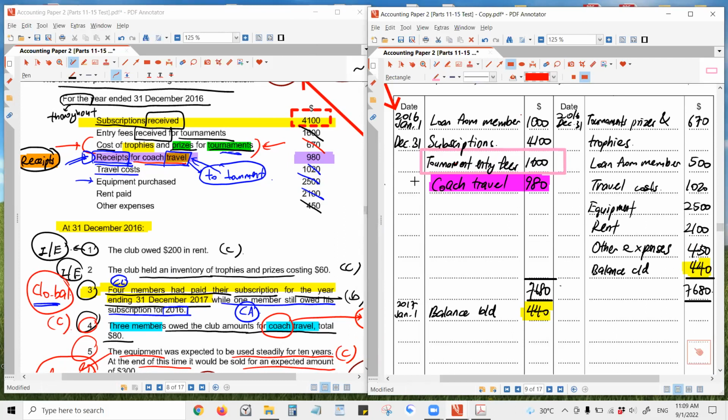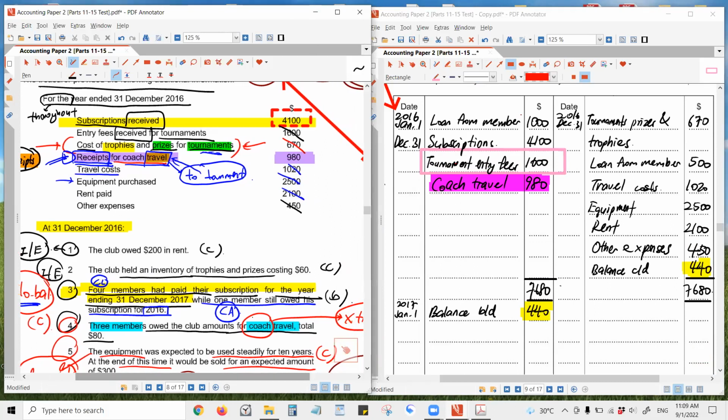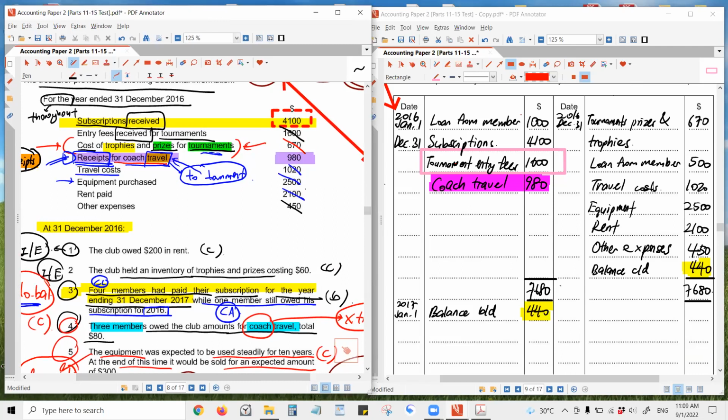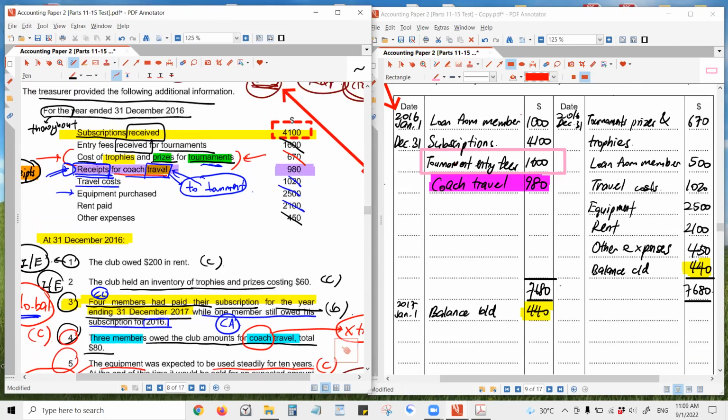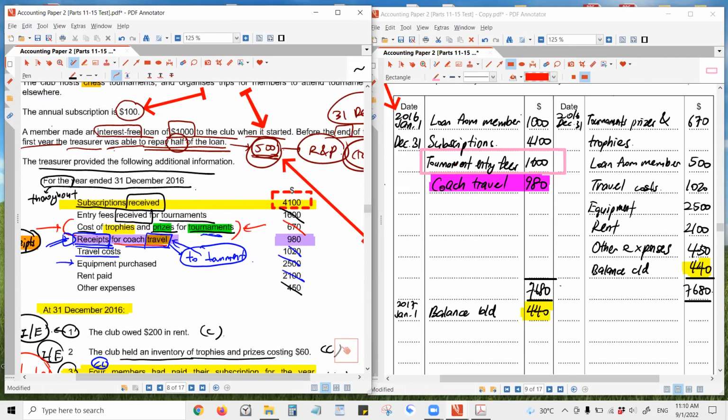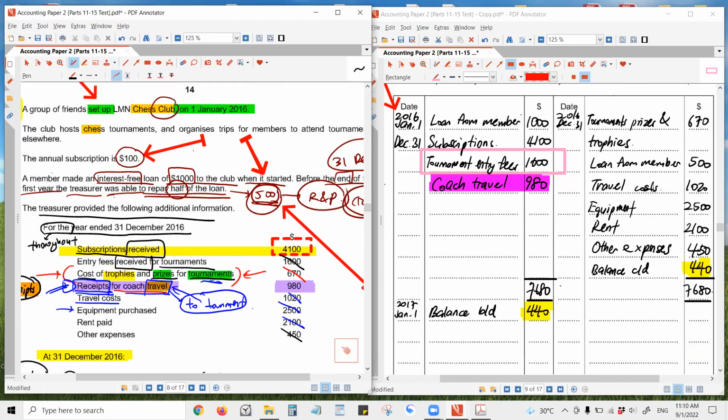You organize a competition, and then people who want to watch the competition have to pay entry fees. And before you take this number 1600, you have to see the question, whether there is any related number for this tournament. So okay, I'm looking at the left hand side. I try to scan through the question again.